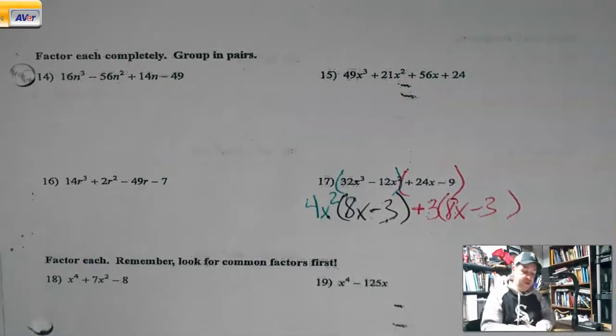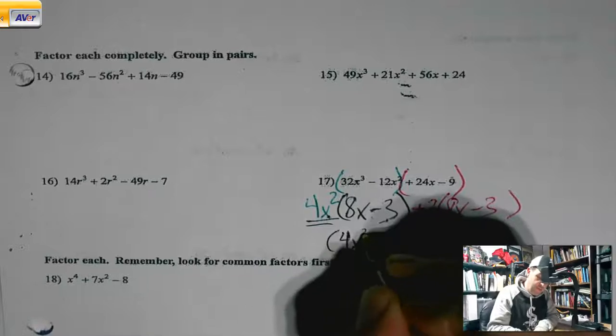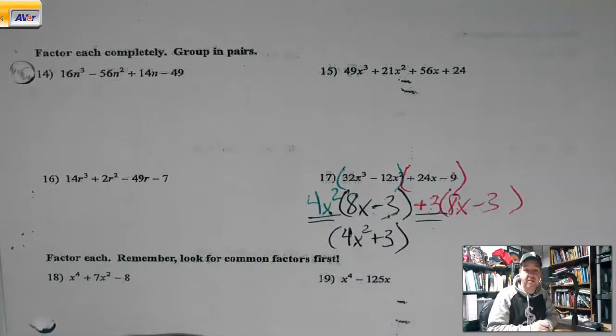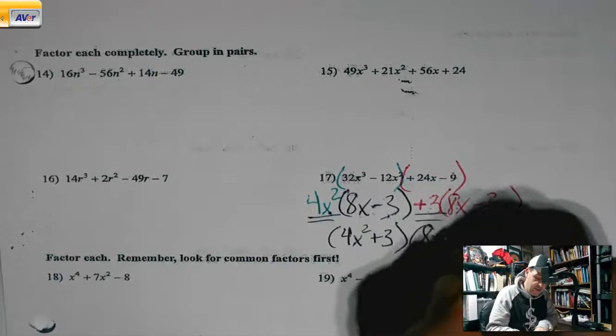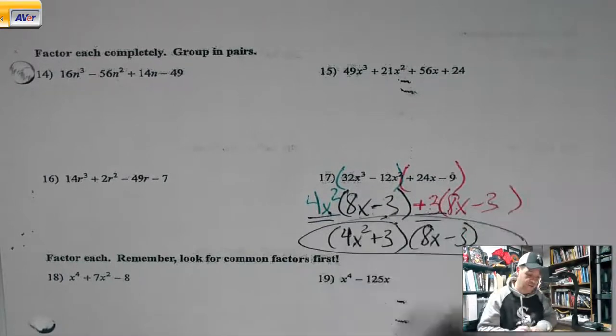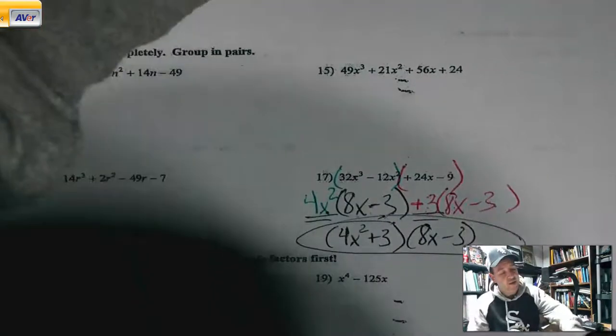So when I go to write my answer, copy the greatest common factors on the outside, and then the factor that they have in common is the other part. Okay. I'm going to flip and look ahead here a little to see.